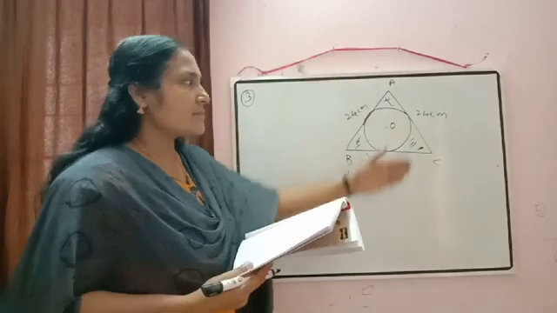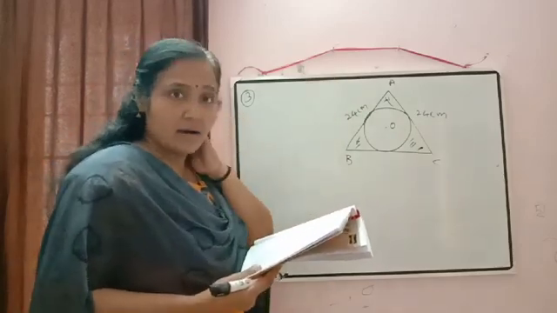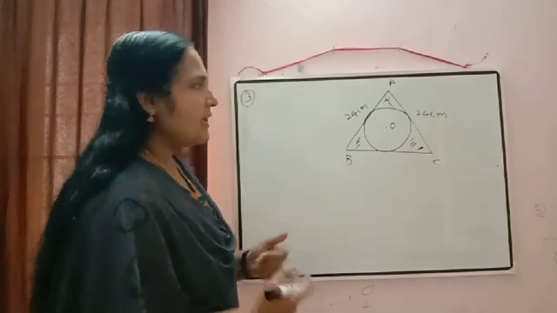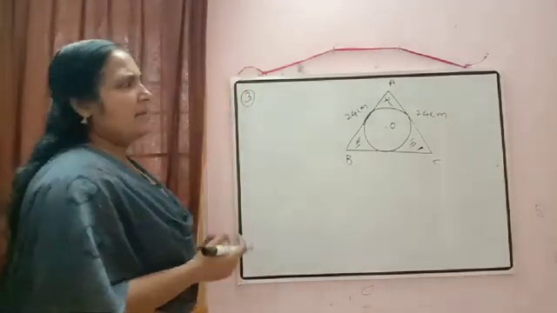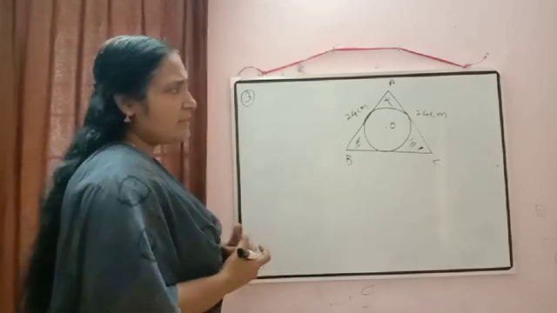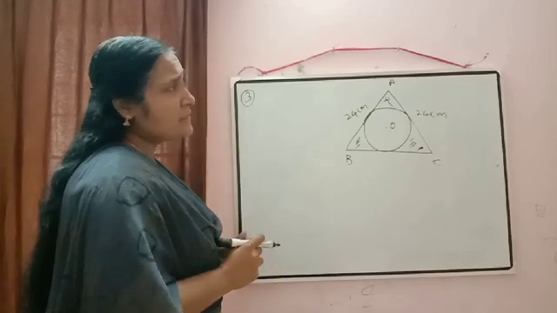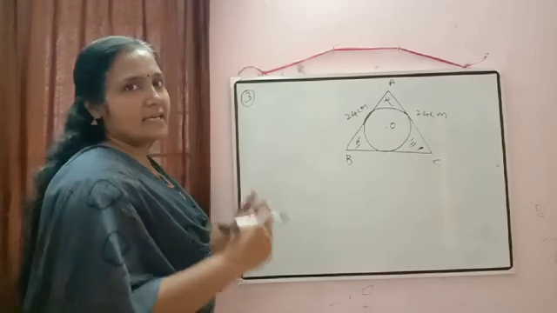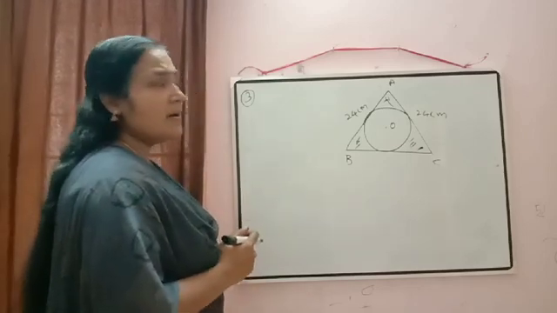Yes, from the area of the triangle we will subtract the area of the circle. Area of the triangle we can calculate, we know the formula there, but to get the area of the circle, what we need? We need the radius here. So first we have to calculate the radius.